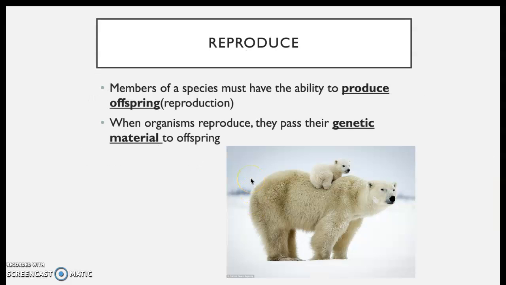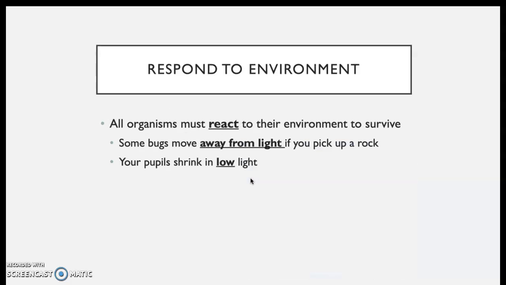Members of a species must be able to produce offspring to pass on their genetic information to the next generation. So certain members of a species must be able to produce offspring to continue that species. Then there's a response to the environment. All organisms must react to their environment to survive.